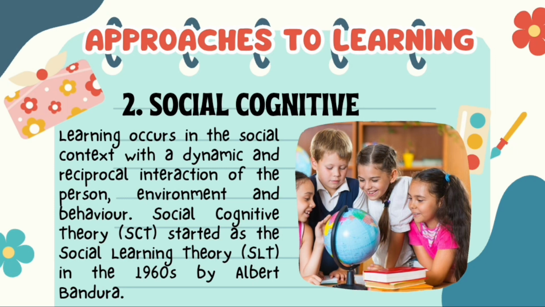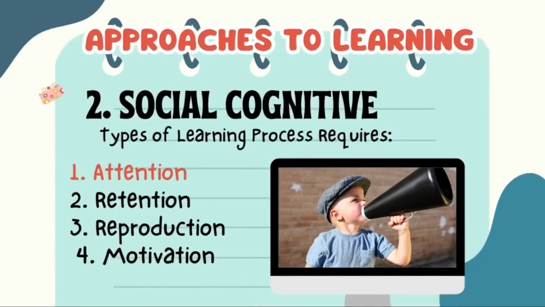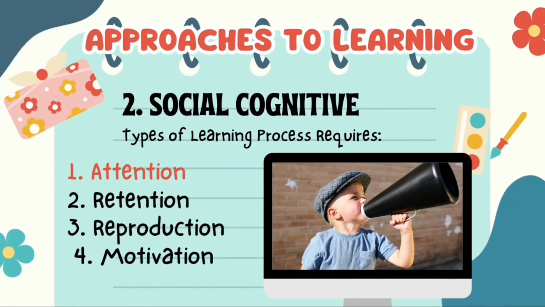Okay? So the next one is social cognitive approach. According to Albert Bandura, he introduced the social cognitive theory. He stated that learning happens by observing others and through the interactions of personal factors, environment, and behavior. He identified 4 components. Attention. Attention means learners must focus. If students are distracted, they won't learn because they won't focus on one thing.